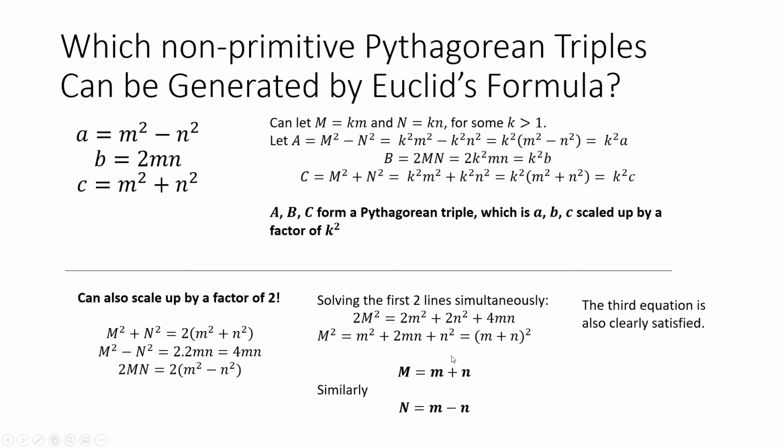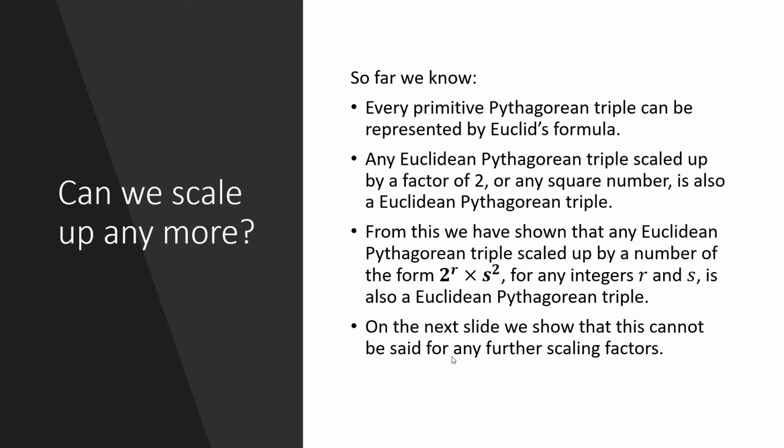So there we go, we can scale up by a factor of 2 or a square number. In fact, we can repeat the process of scaling up by a factor of 2 as many times as we like. Once we've got something that's a Pythagorean triple represented by Euclid's formula, we can scale the 3 sides up by a factor of 2 again and again. So I can go by a factor of 2, by a factor of 4, by a factor of 8, by a factor of 16, by a factor of 32, etc.